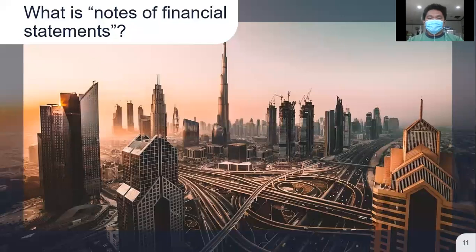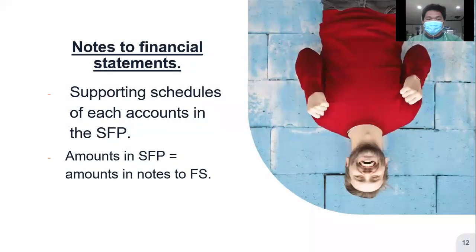So let's have the next one. The next one is the notes to financial statements. Notes to financial statements are actually part of the financial statements. But in this case, let's have simple notes to financial statements first. Okay? So what is the purpose of the notes to financial statements? The notes to financial statements provide support, schedules of each account in the SFP.